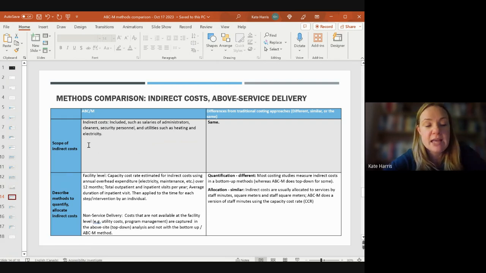It's something to ask about on other costing methods, how they quantify and allocate those indirect costs. Some of the quantification can be different. They can quantify the total costs of anything in the facility from a bottom-up approach, as opposed to using this capacity cost rate. And allocation is often similar by some notion of time spent or square meters of how much you're going to use that indirect cost towards that service.